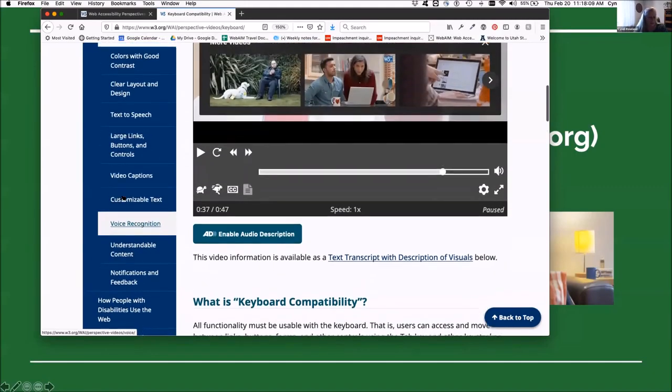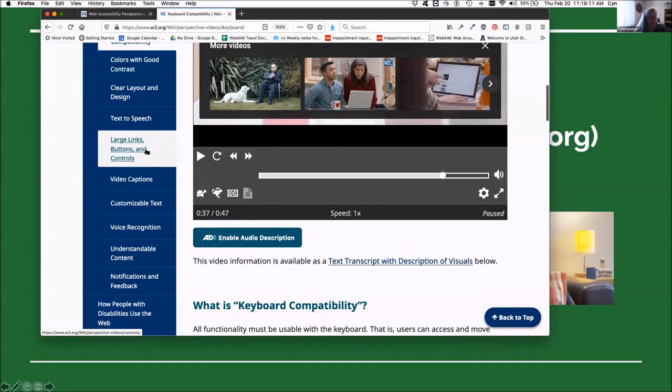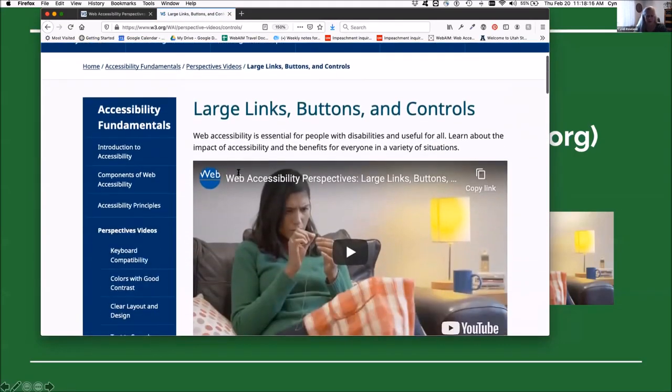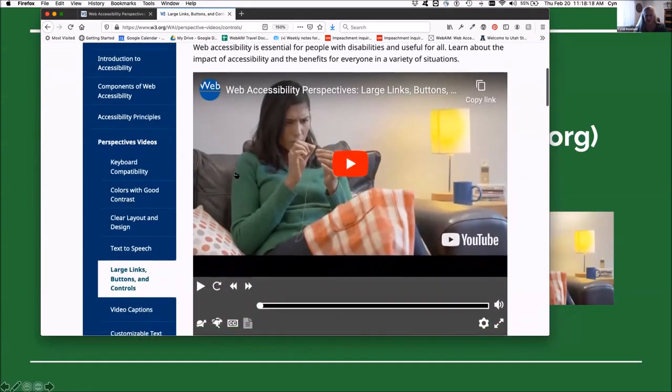All right, I'm going to show you guys this one, large links, buttons, and controls. And maybe it's because I'm a woman of a certain age and I'm having problems with some of my own vision.